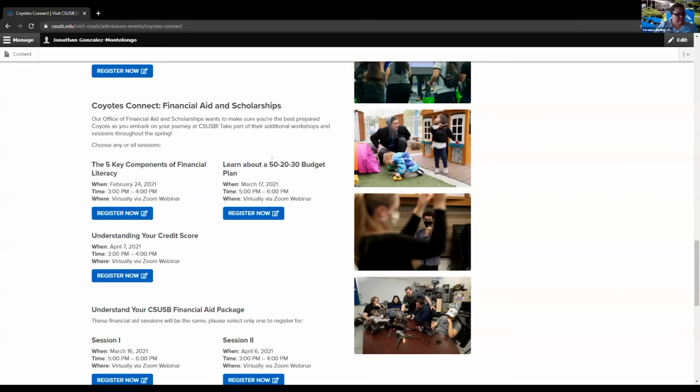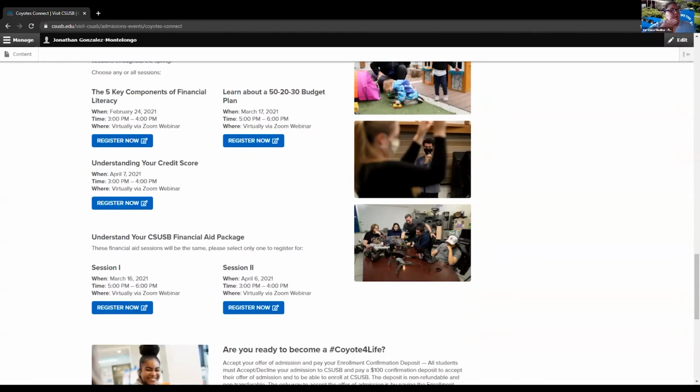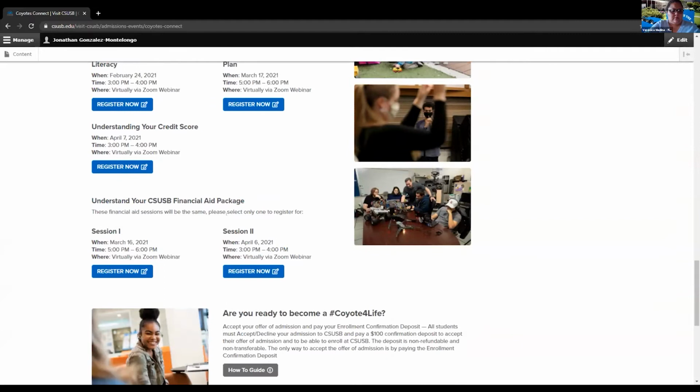So we have Learn About a 50/20/30 budget plan on March 17th from 5 to 6. And then we have Understanding Your Credit Score on April 7th from 3 to 4. And then Understanding Your CSUSB financial aid package. We're going to have 2 of those sessions. They're going to be the exact same session. We're offering one on March 16th and one on April 6th, those timeframes.